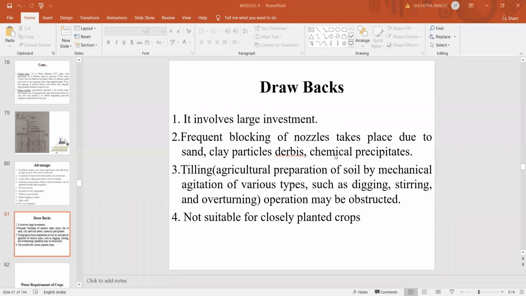It is also not suitable for closely planted crops. The drip irrigation method is generally used for growing plantation crops like arecanut and so on, because the spacing between the crops is nearly about 9 feet or 6 feet. So if you have closely planted crops, then this method is not suitable.